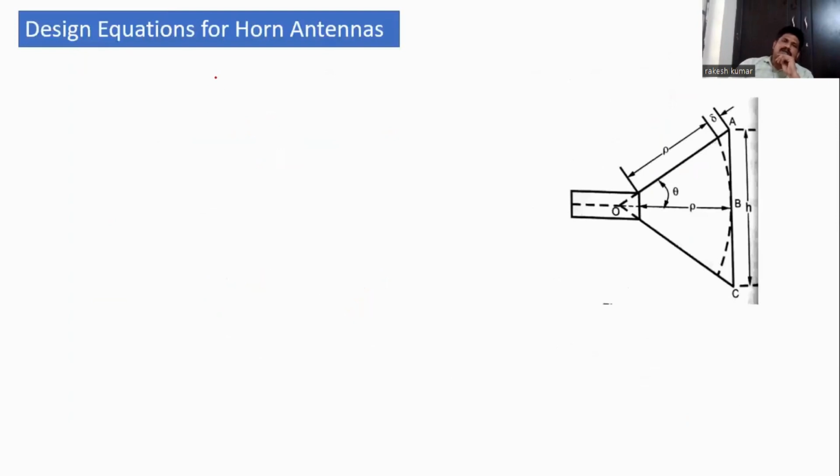Discussed regarding design equations for horn antenna. Okay, so the electromagnetic horn. So this is our horn antenna. So this is the E plane view.